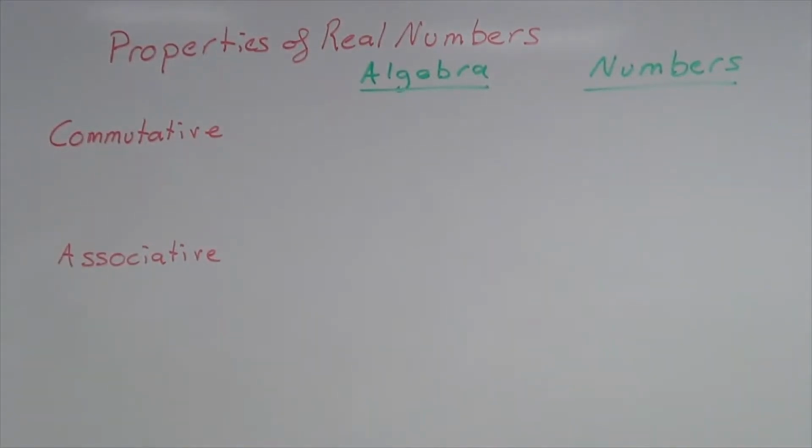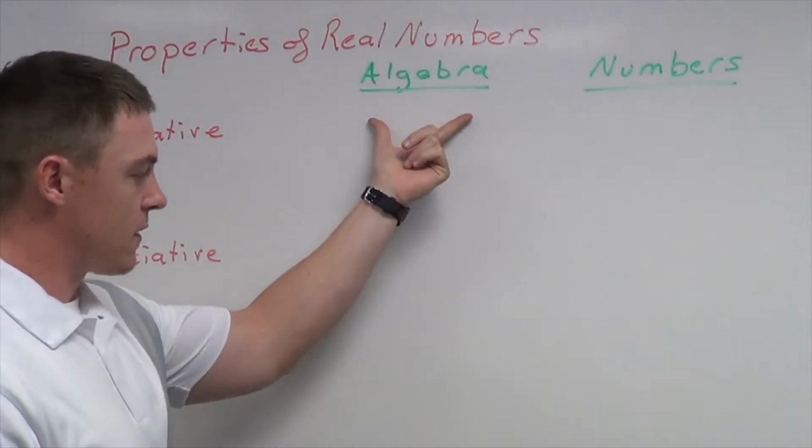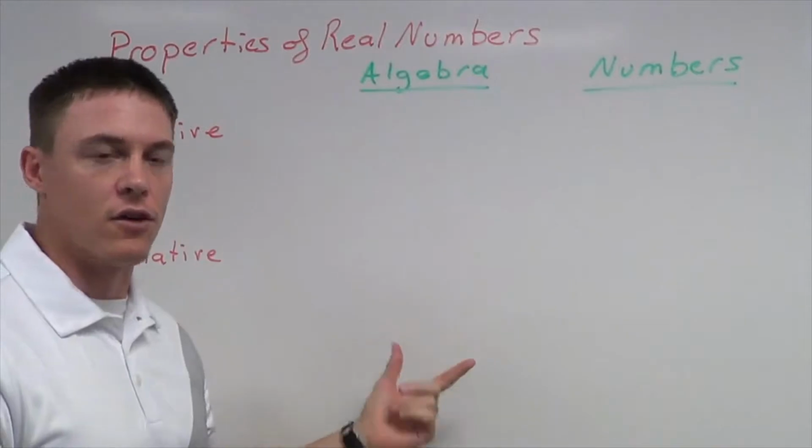Okay, first off, the commutative property. Commutative property simply states that I can add or multiply two numbers in any order. It does not matter what order I add or multiply them in. And so that gives us the difference between the commutative property of addition and the commutative property of multiplication. But again, I'll show you the difference between the two. So for the algebra portion, I'm going to show the commutative property of addition first.